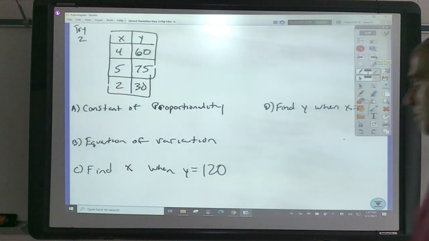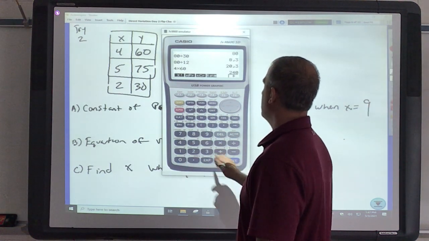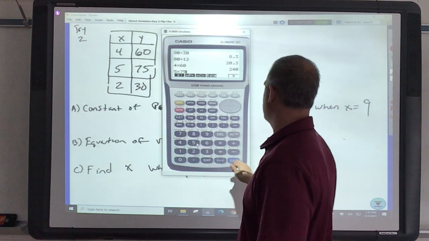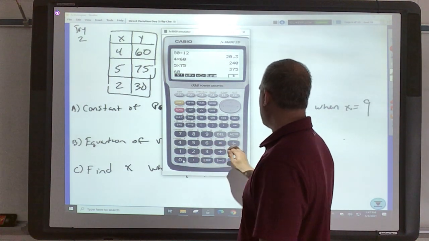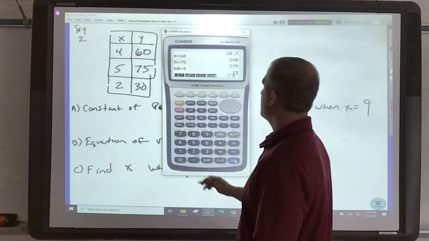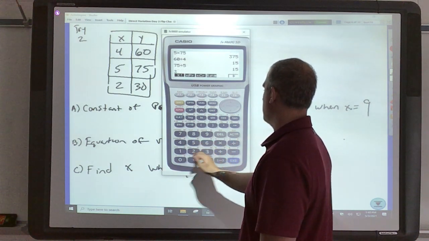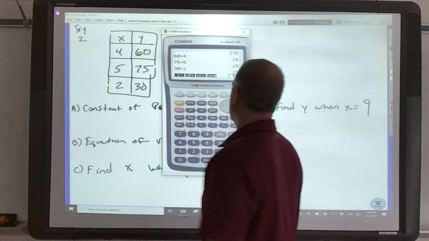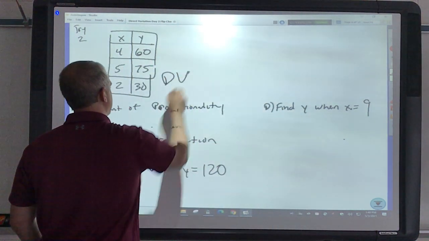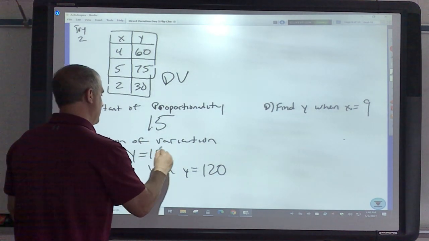All right, let's see this one. See what we get here. 4 times 60, 5 times 75. Now, neither of those are good. Okay, so let's try y divided by x. So 15, 15, and 30 divided by 2, 15. So this is direct variation. Proportionality is 15, so it's y equals 15x.